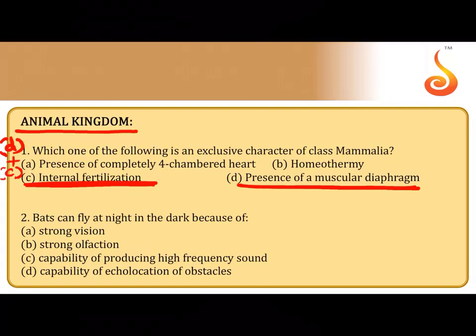Next, bats can fly at night in the dark because of echolocation. Isn't it? They are capable of emitting ultrasonic waves which hit a target and reflect back. And this phenomenon is called echolocation. So it is the second question, last option.